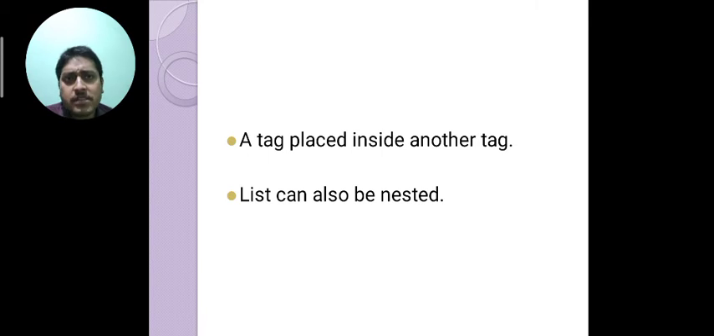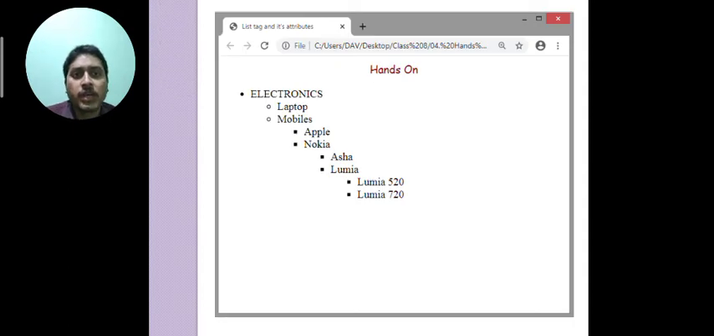A tag placed inside another tag is known as nesting. A list can also be nested. Ordered listings or unordered listings, both can be nested as per our requirements. So there is one hands-on section in your computer book, and there was this example.